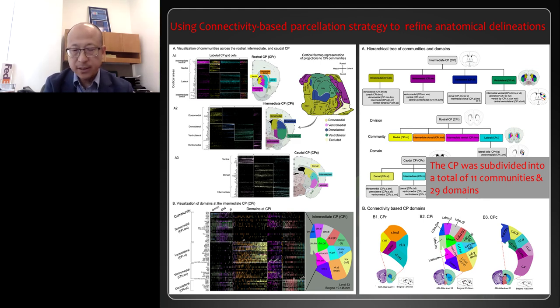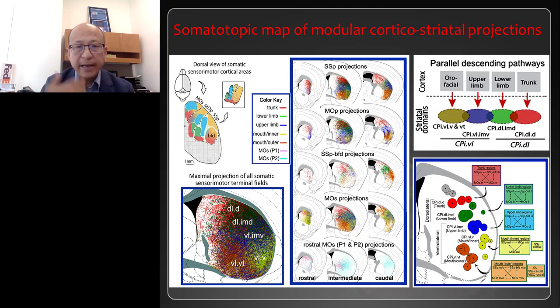And when we look at how they work, we find out the cortical areas are actually organized as subnetworks. They display overlapping projection patterns in the striatum. For example, what we show here is the entire somatic sensory motor cortex. Remember, they are organized as 4 parallel pathways controlling orofacial, upper limb, lower limb, and trunk functions.